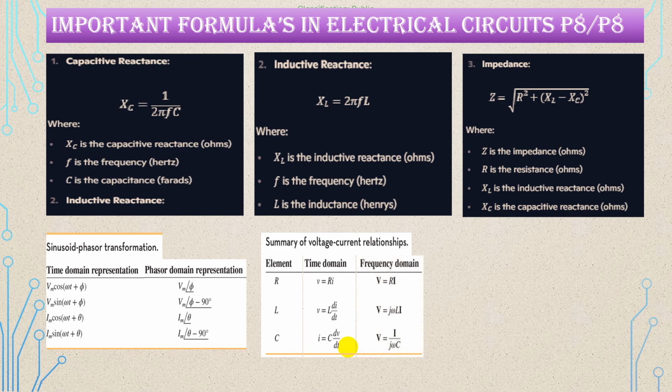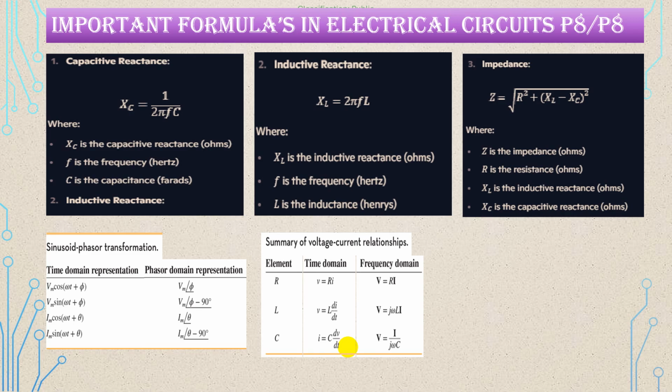In the phasor domain, V = IR, same Ohm's law, no change. For L, it becomes 2 pi f L, which is XL, that is called j omega L, where 2 pi f is nothing but omega, in radians per second. So it is V = j omega L times I.